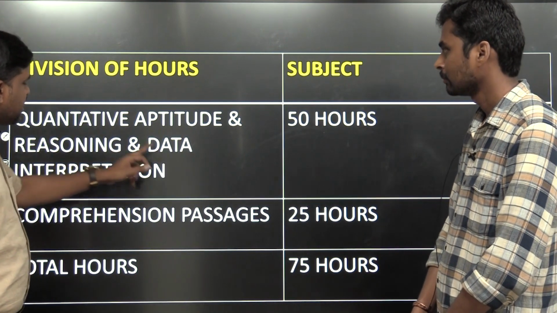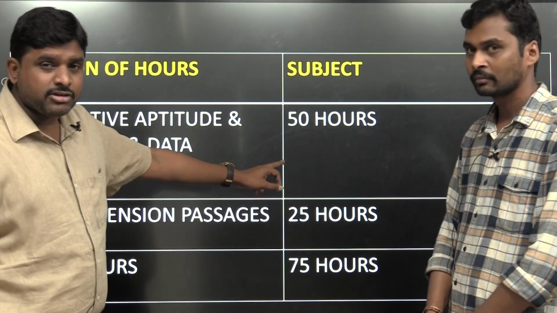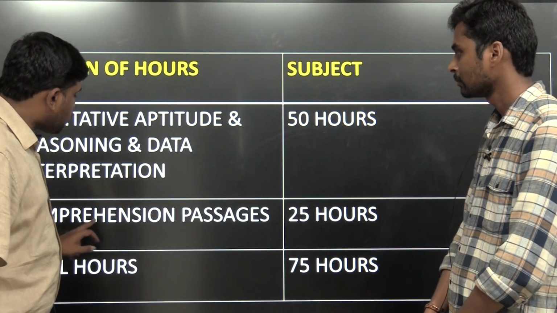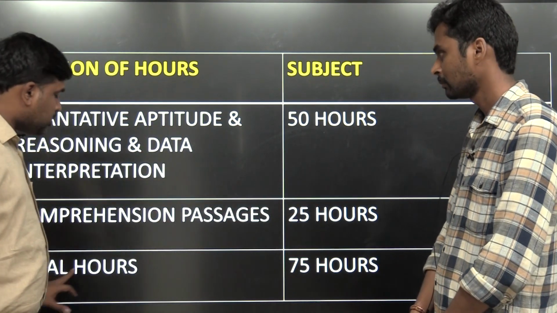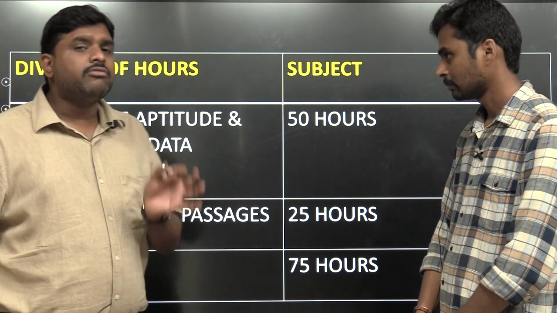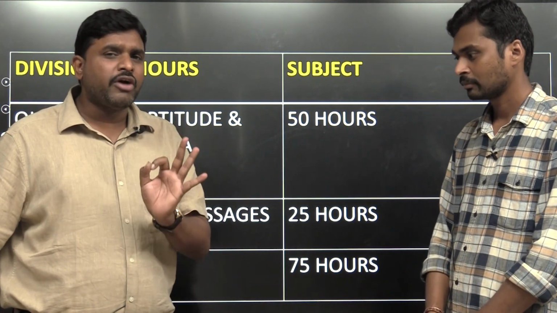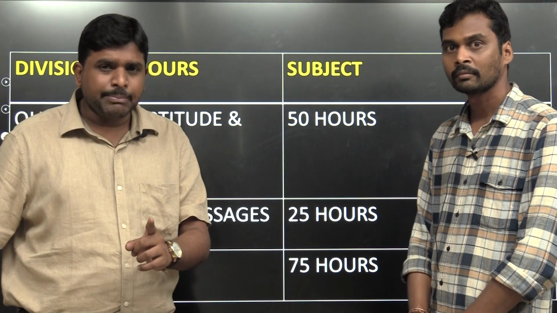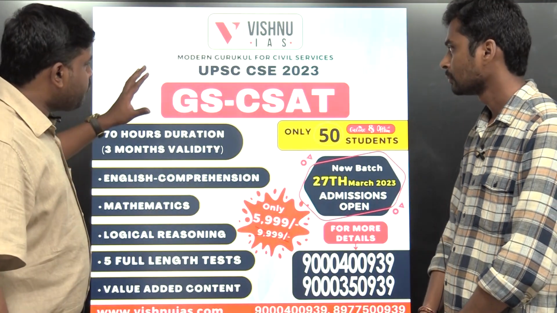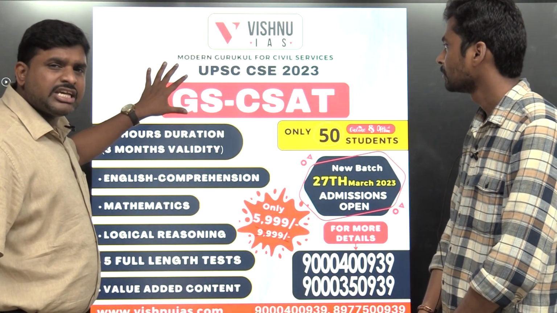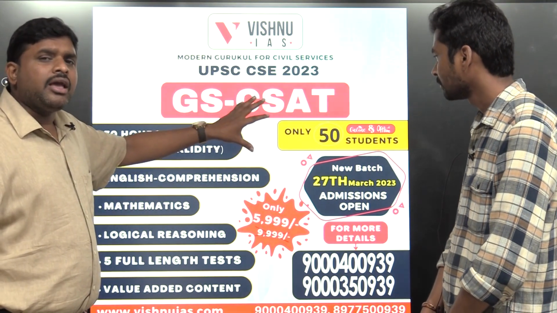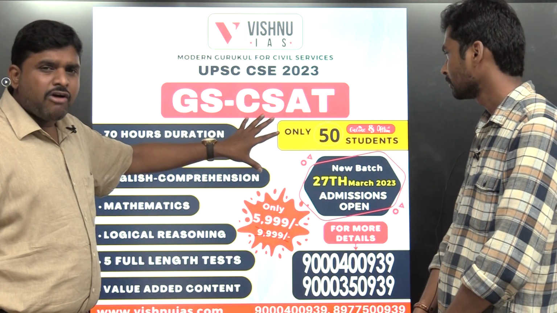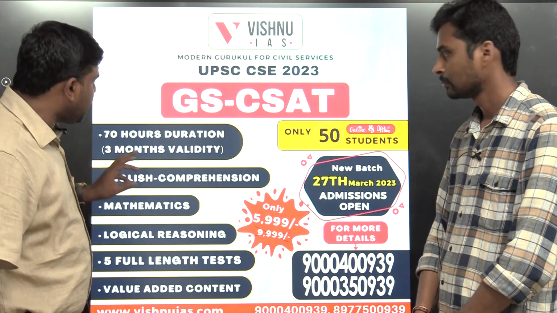So accordingly we divided the time period. Quantitative aptitude, reasoning and data interpretation 50 hours we are going to take, and comprehension passages approximately 25 hours. So overall we are going to take 75 hours of the best classes in order to clear your CSAT paper. So we are coming up with the General Studies Civil Services Aptitude Test, in which 50 will be online admissions and 50 will be offline admissions. That much only we will be taking.